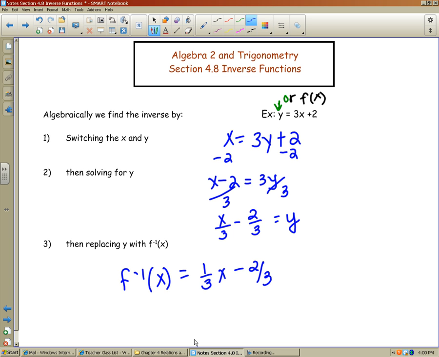Nothing difficult, just got to remember the steps. Switching the x and the y, solving for the y, and then most of the time we use this notation to show it's the inverse of the original function. Next page.